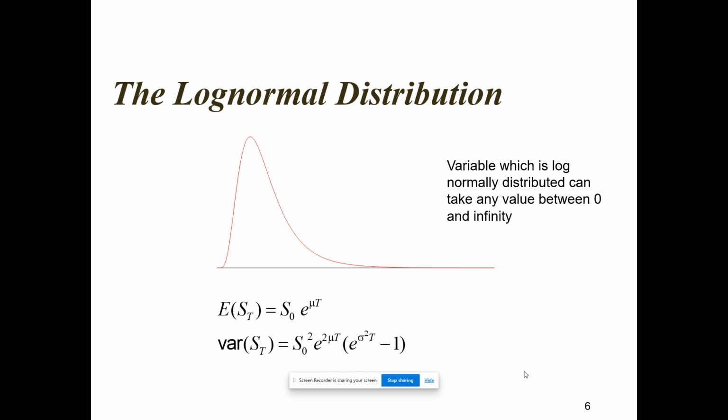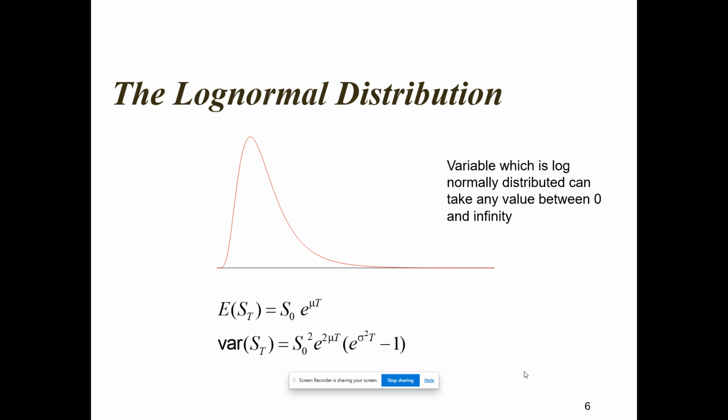In case you're doing any calculation in any question where you don't have Excel, so you cannot use the exponential function over there, for that sake, remember that e is 2.718. And similarly, the variance of ST is given by S0 squared e raised to the power of 2 mu t, parenthesis e raised to the power of sigma squared t minus 1. So these formulas you can remember.